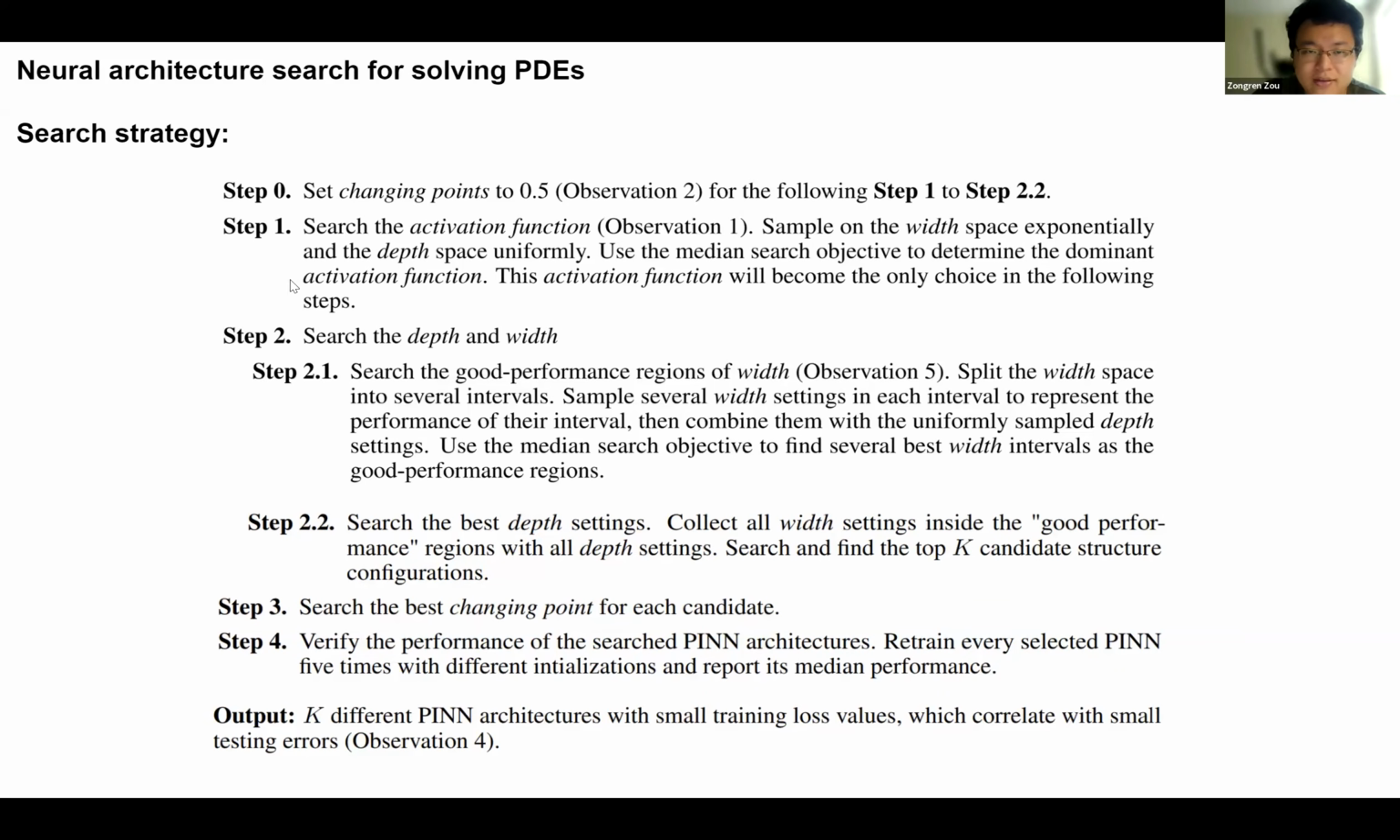So here in step 1, they first search the activation function. In step 2.1, they search for the width. In step 2.2, they search for the depth, and then they search for the best changing point. So the hyperparameters are decoupled, and it was mentioned in the paper that this decoupling of different hyperparameters is done on purpose based on the observations. That will be another issue, because in neural architecture search, those hyperparameters are obtained, tuned and trained at the same time.